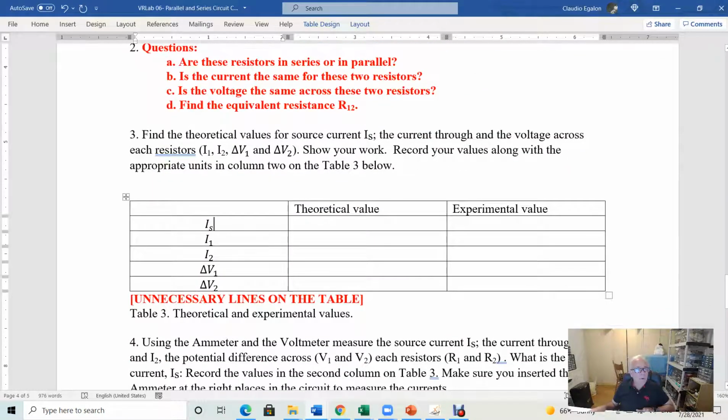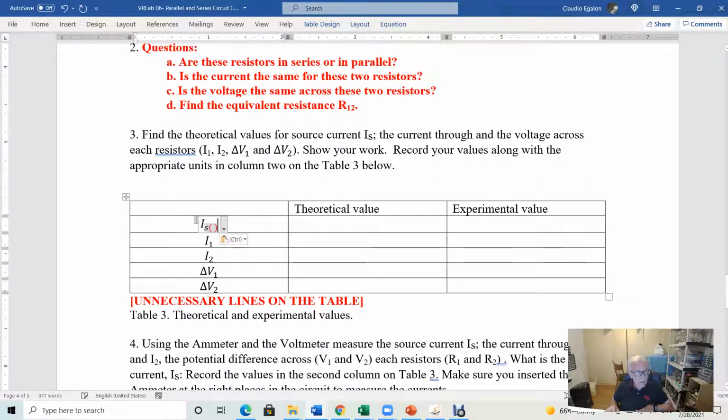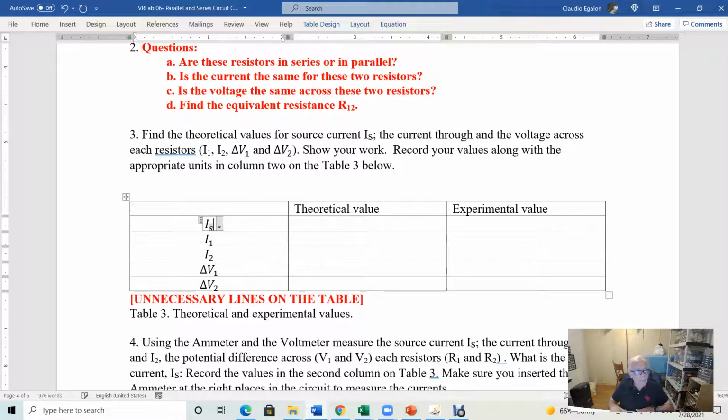In the table on this line, put the units between the parentheses. Between the parentheses. Okay.